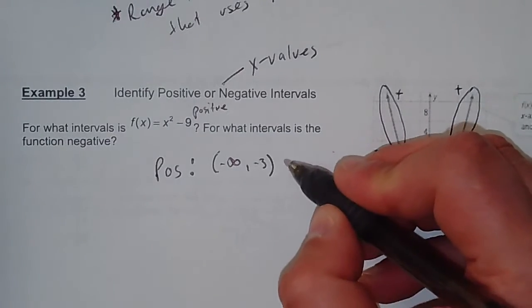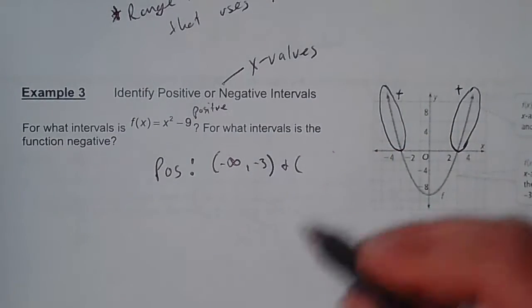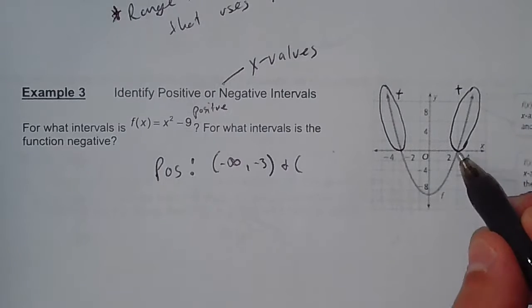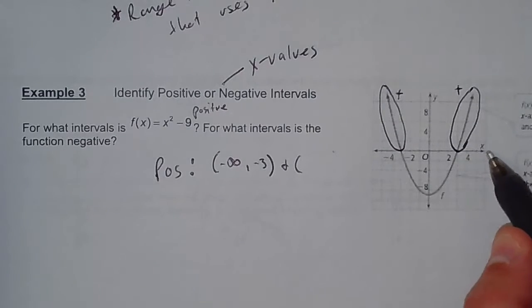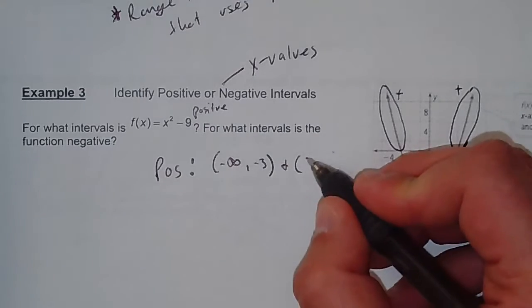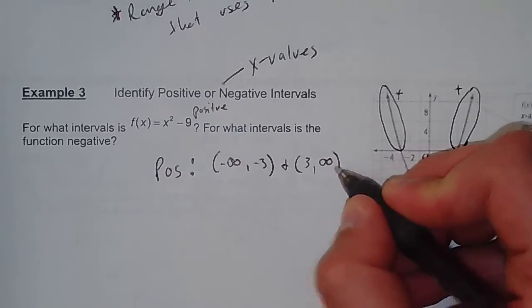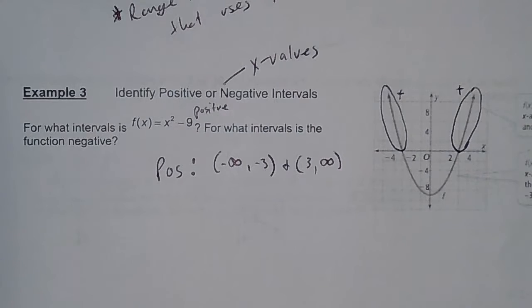And then we're just going to write a second interval. So that's a little and sign there. This interval would be everything from 3 up to infinity. So anything from 3 and greater, this graph's also positive. So 3 to infinity. You'll notice I use parentheses on everything there.